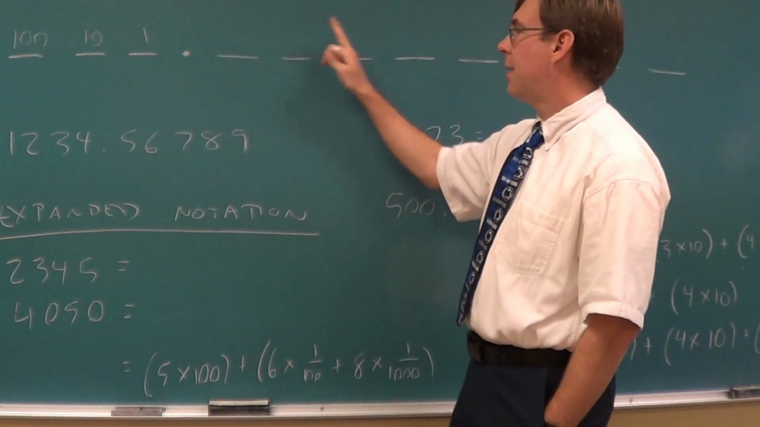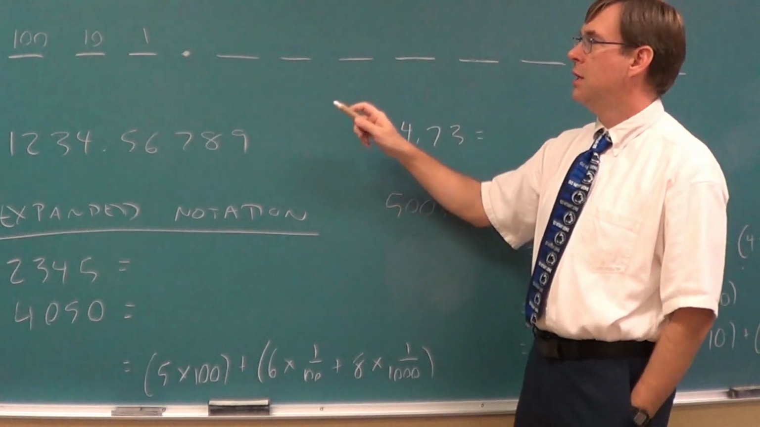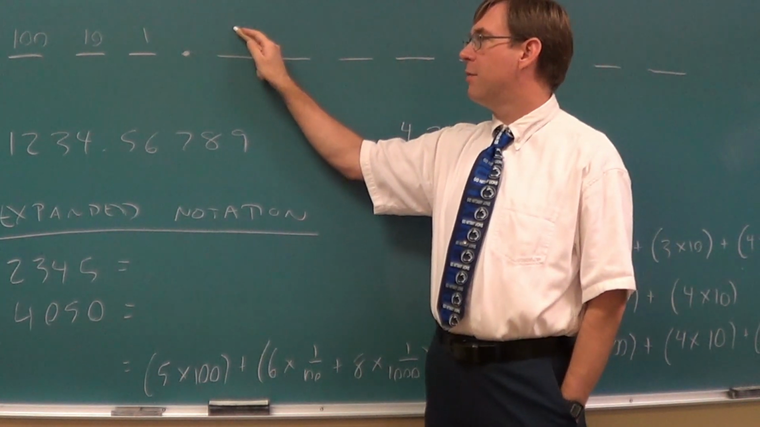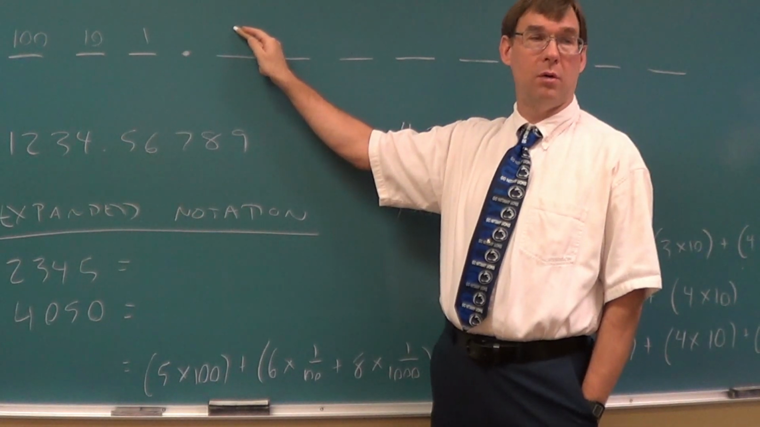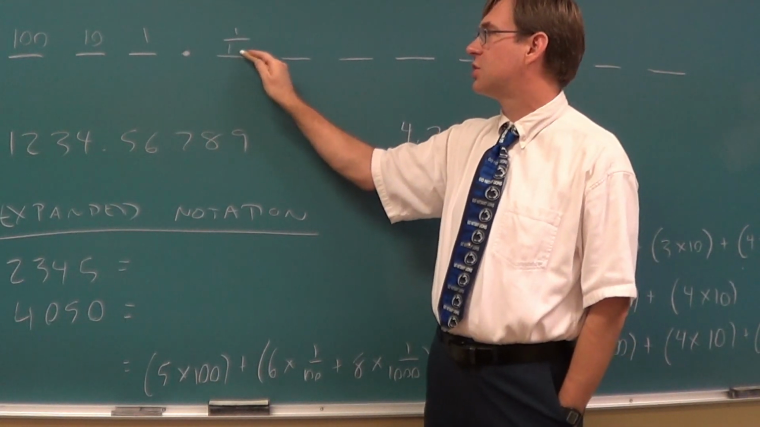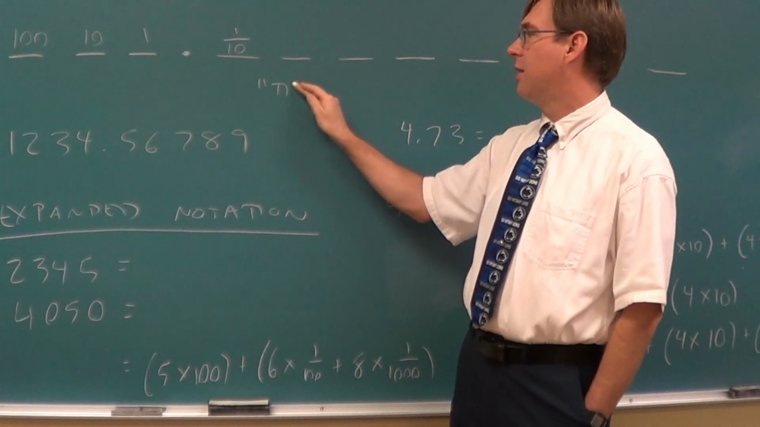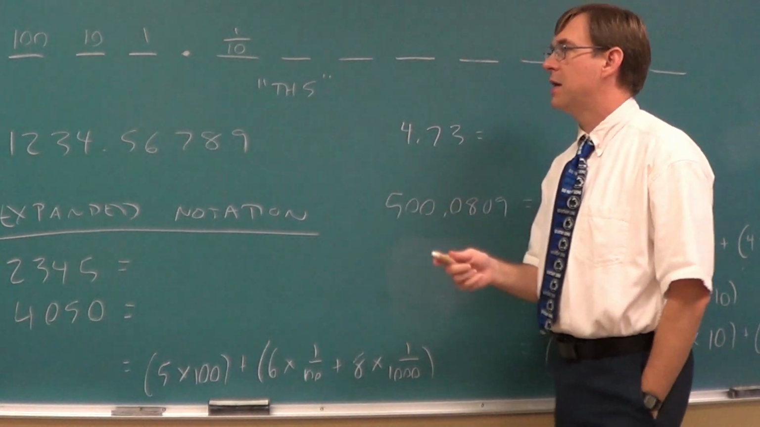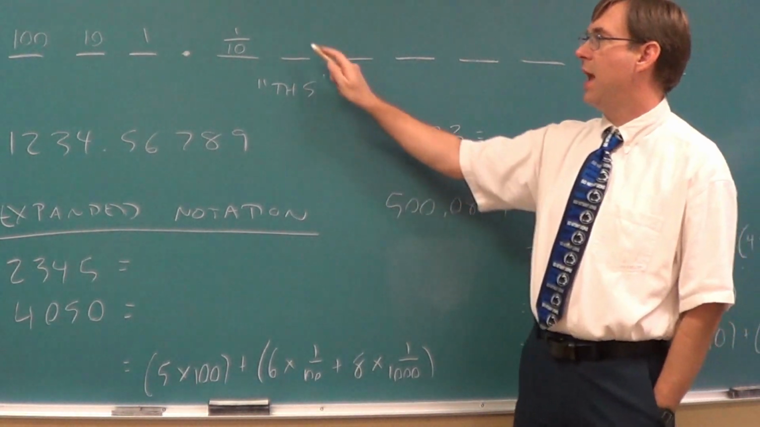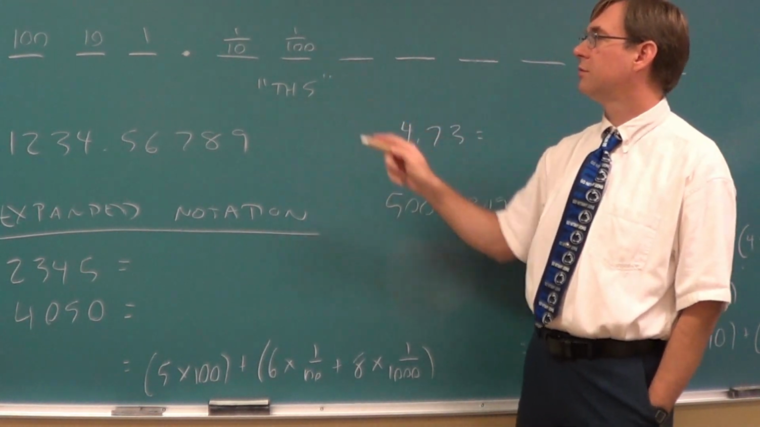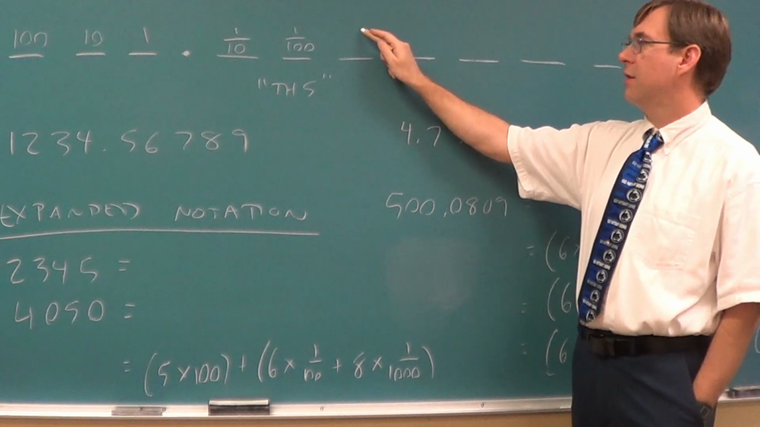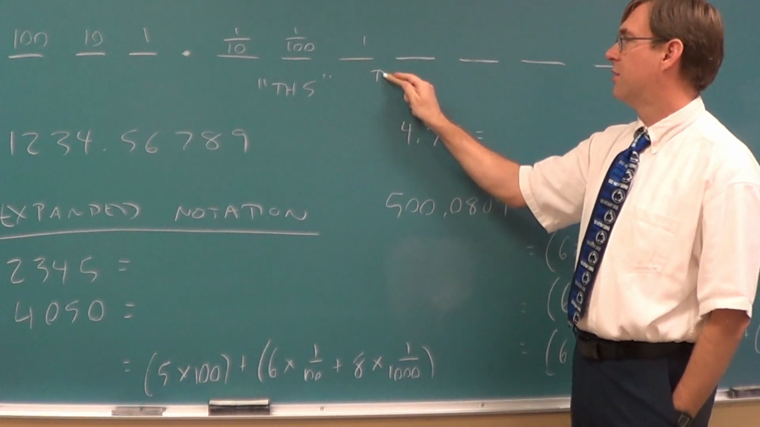Today we're going to take a step to the right of the decimal. Does anybody remember from other years what place this is after the decimal? Tenths. It is the tenths. These all end with THS, but they're basically going to have the same names. Next to the tenths is the hundredths. Next to the hundredths is the thousandths.